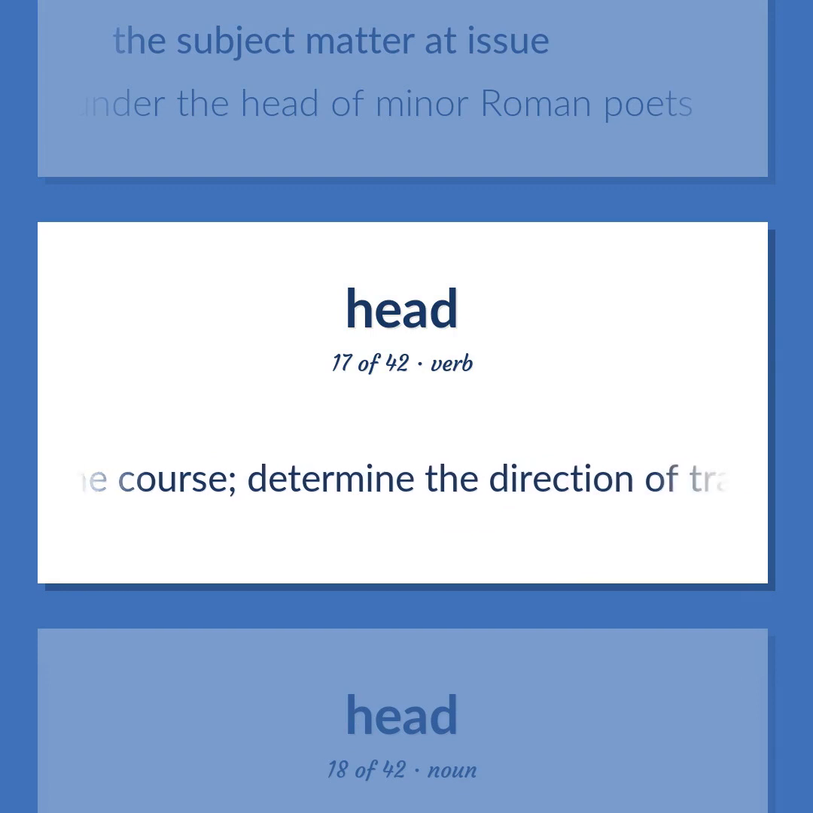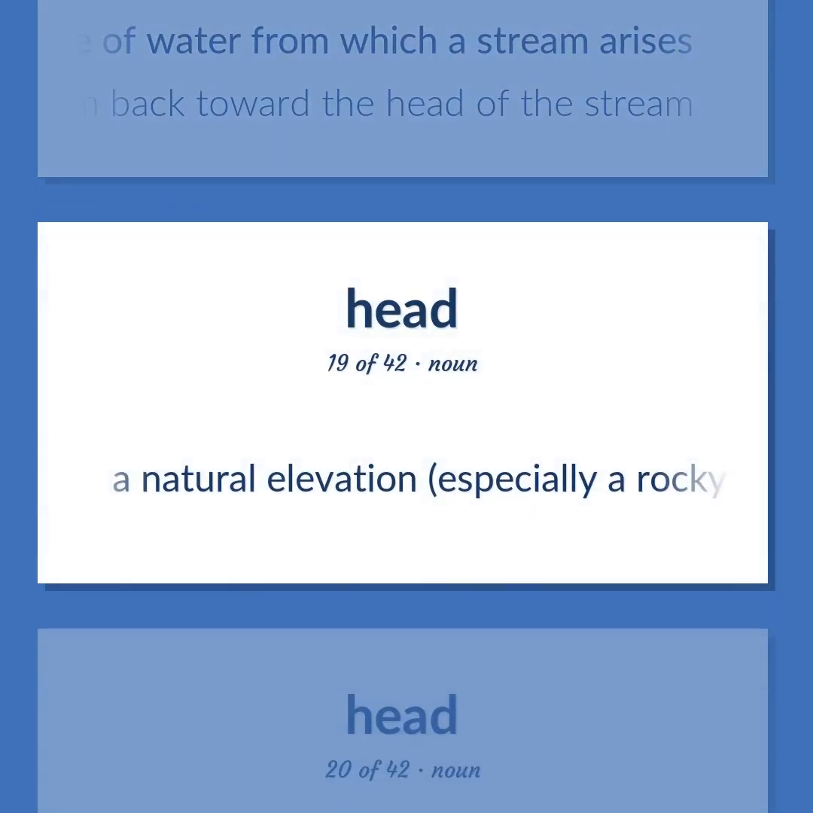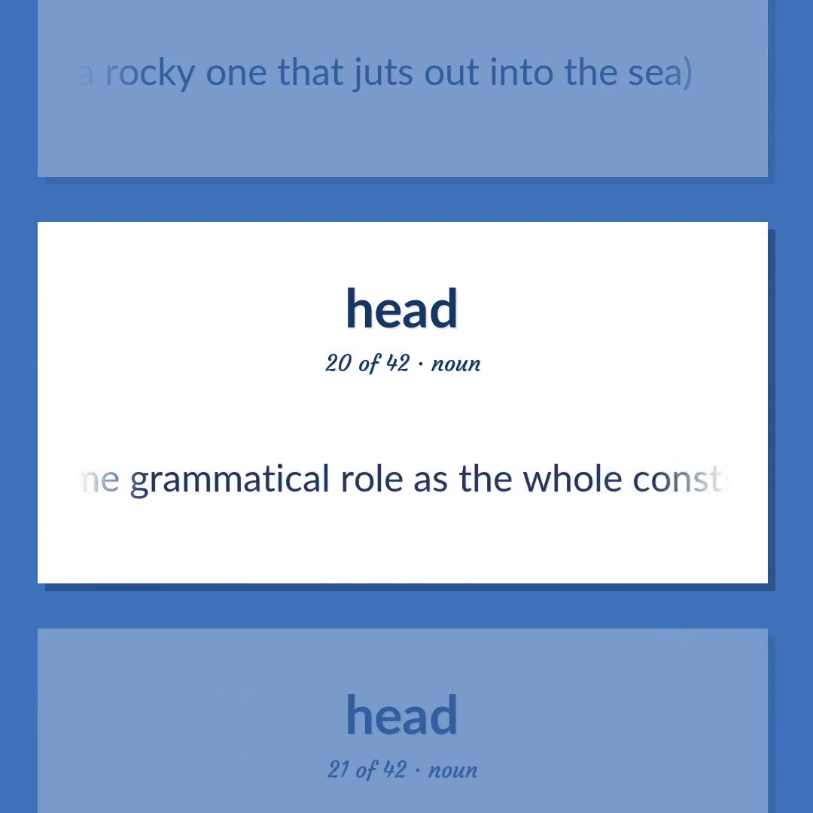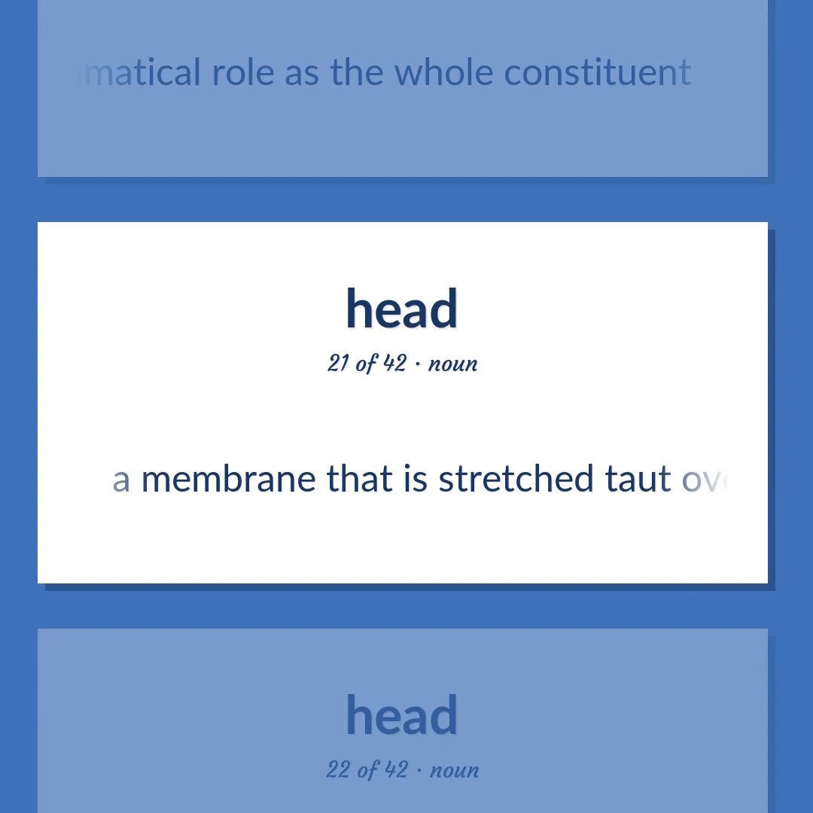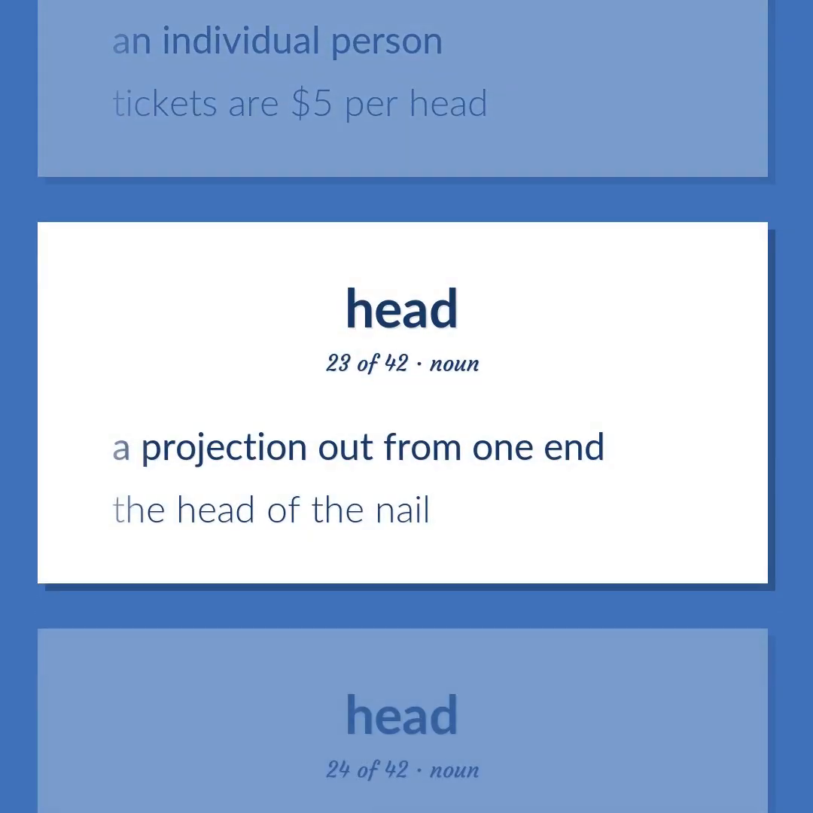Direct the course. Determine the direction of traveling. The source of water from which a stream arises. They tracked him back toward the head of the stream. A natural elevation, especially a rocky one that juts out into the sea. Grammar, the word in a grammatical constituent that plays the same grammatical role as the whole constituent. A membrane that is stretched taut over a drum. An individual person. Tickets are $5 per head. A projection out from one end. The head of the nail.